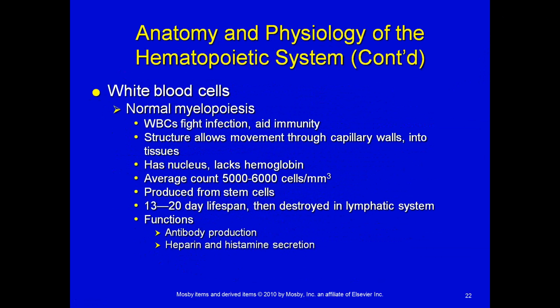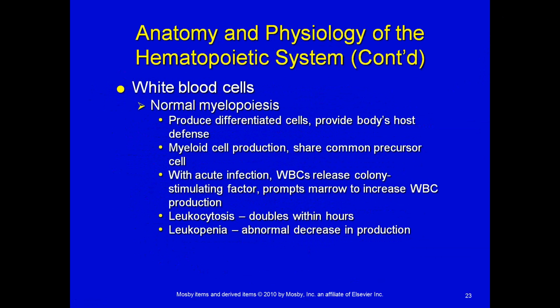White blood cells have a nucleus where red cells don't, and white cells lack hemoglobin. The average count of white cells is somewhere between 5,000 to 6,000. White cells are produced from stem cells, just like red blood cells are. White blood cells have a 13 to 20 day lifespan, and then they're destroyed in the lymphatic system. And we know that white cells are important for antibody production and also for heparin and histamine secretion.